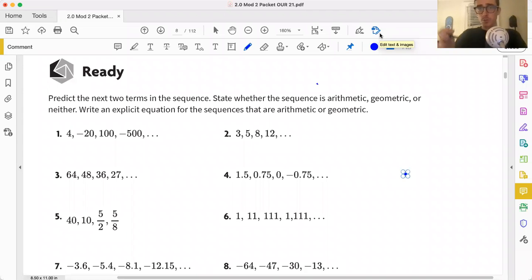Congrats on making it to Unit 2. You've been doing so well, so thank you for all of your hard work. Let's keep this momentum going as we start this new unit. We're starting with the Ready, where it should feel as if it's a throwback of yesteryear.